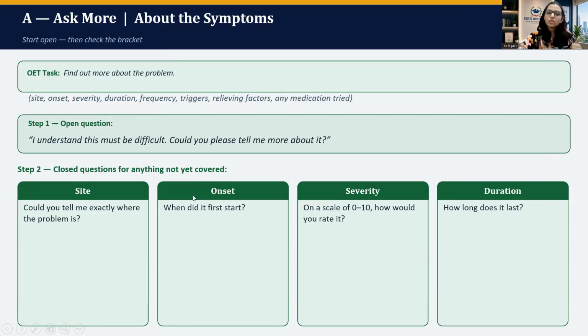Now, see, when you ask the onset, you also get the answer of duration if the patient says that I experienced it 2 days ago. So you understood that the problem has been existing for 2 days. But sometimes we want to ask for how long a specific episode lasts. So here we are asking the question, how long does it last when it occurs? Fine.